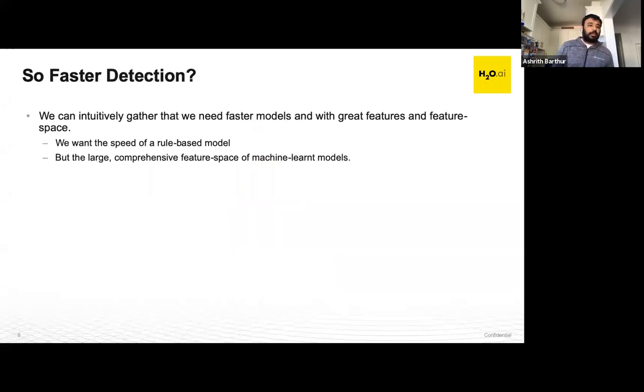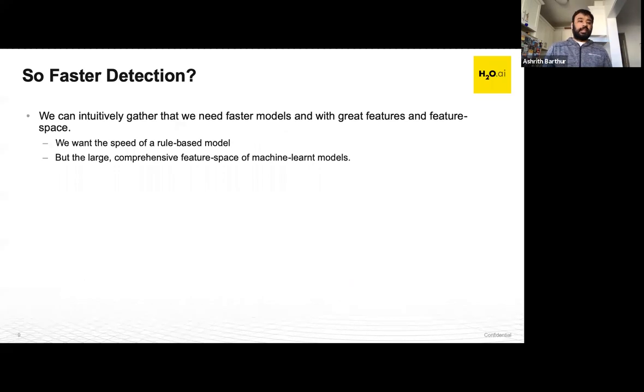So we keep talking about why it needs to be fast, but I think one of the important things is what we are looking at when we look at fraud models intuitively, or when we look at the whole space of fraud detection itself.